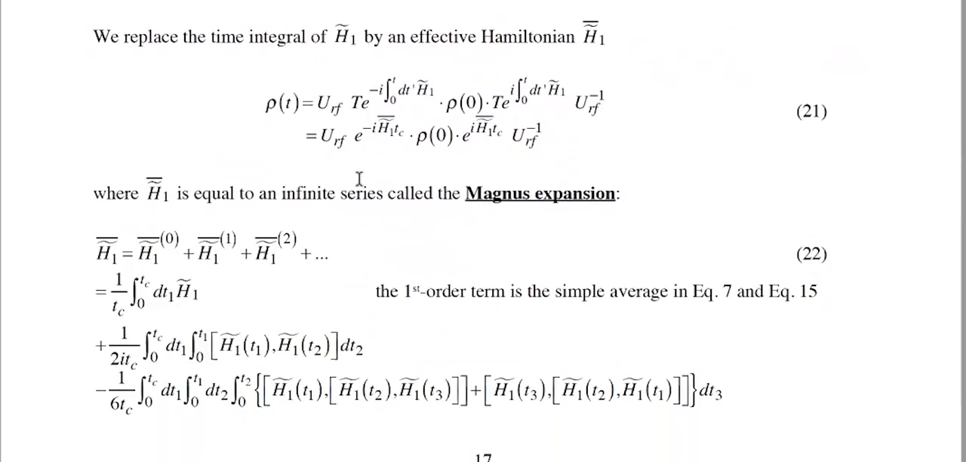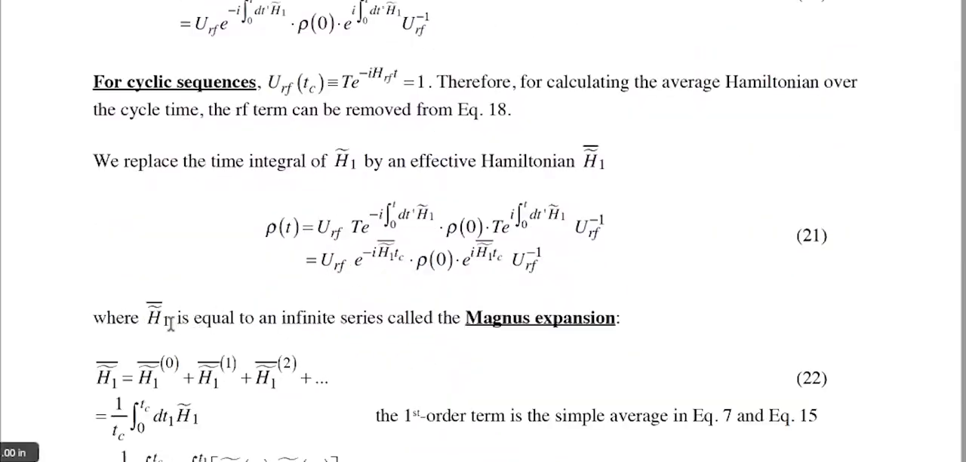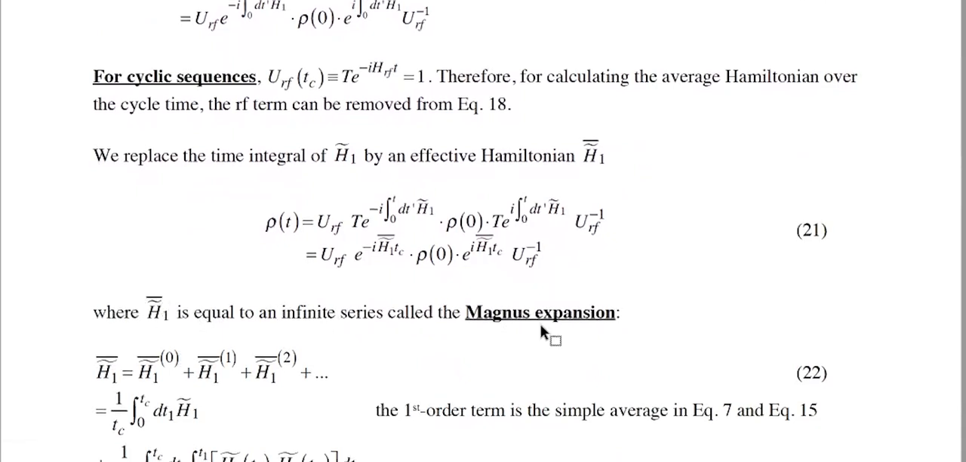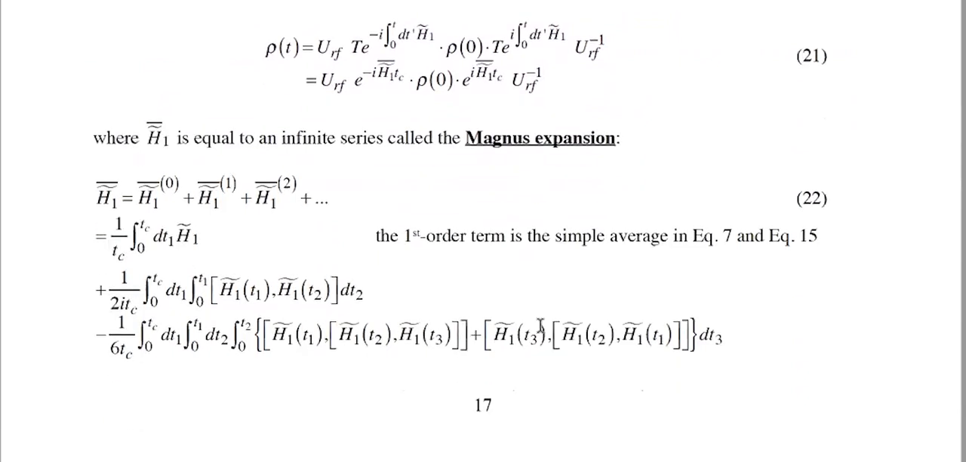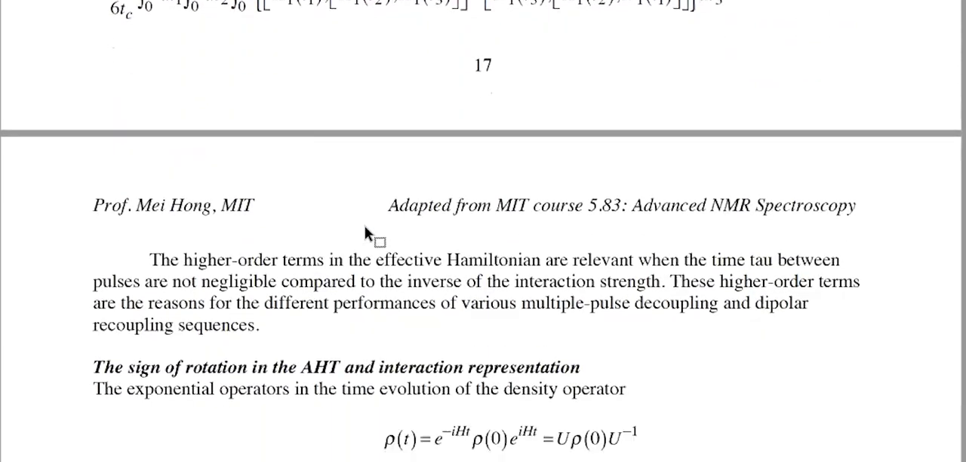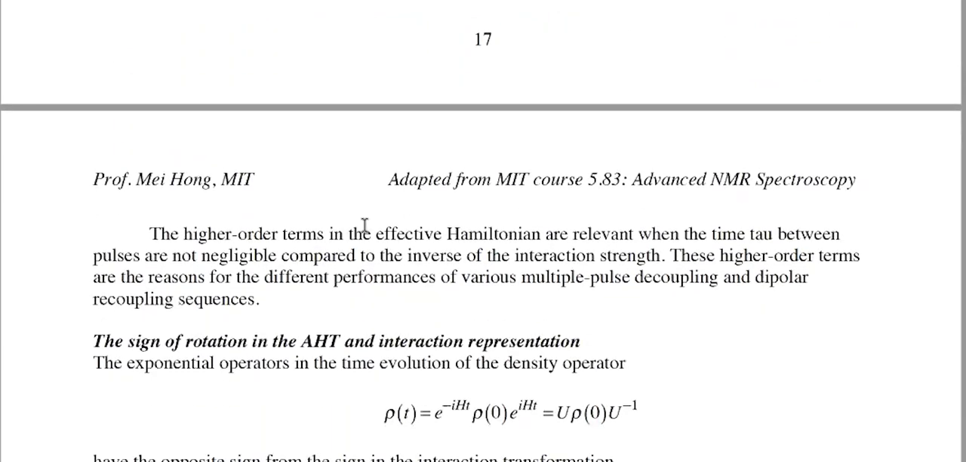There's a little bit more detail. I skipped over some detail about how the average Hamiltonian, the H1 tilde average, is equal to an infinite series. This is the Magnus expansion, and then there's the zeroth order, first order, second order, and so on and so forth. You get a sense of what these higher order terms look like. They usually involve commutation of the local fields at different times, T1, T2, and there are higher order commutators and so on. But we generally just worry about the lowest order average Hamiltonian.